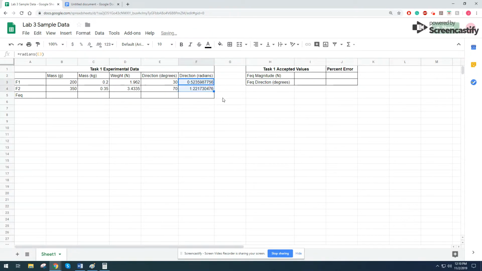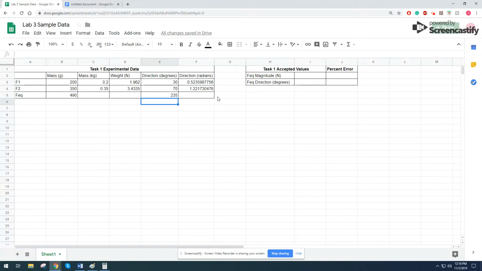And I'm going to drag this down so it does the same calculation for my 70 degrees. Right? So 1.22 radians is the same thing as 70 degrees. Okay, so let's say my third force, which is supposed to be the equilibrium force, I moved it around. I found that 490 grams worked perfectly, and 235 degrees worked perfectly.